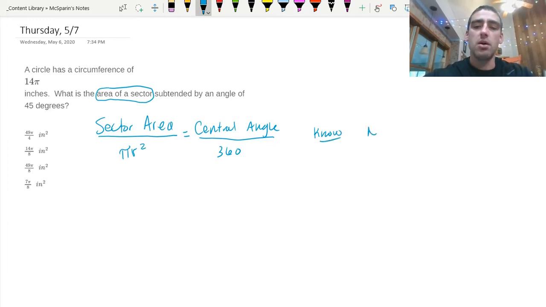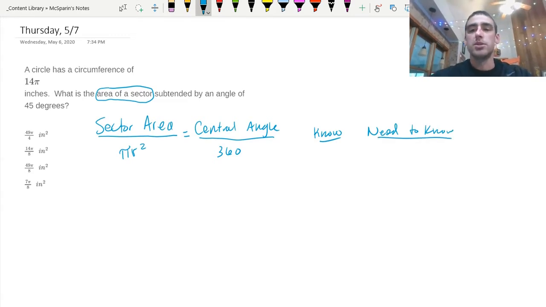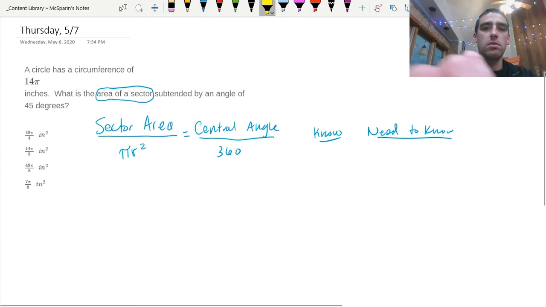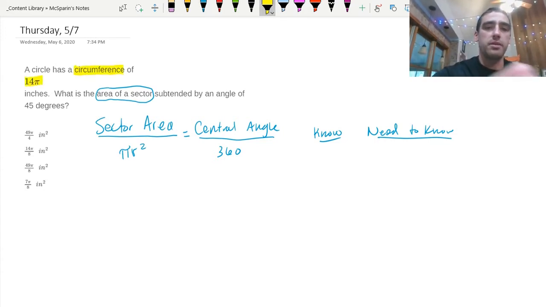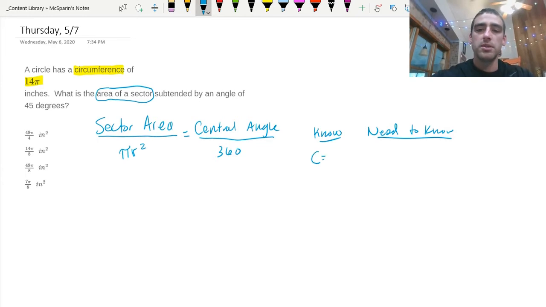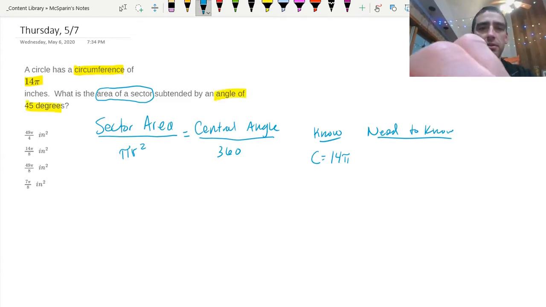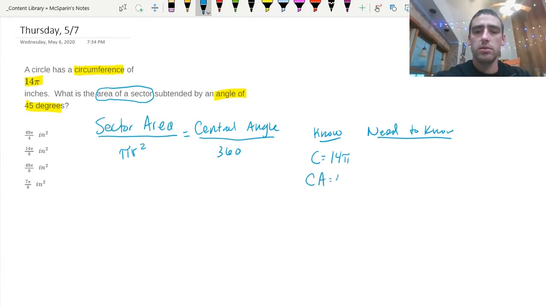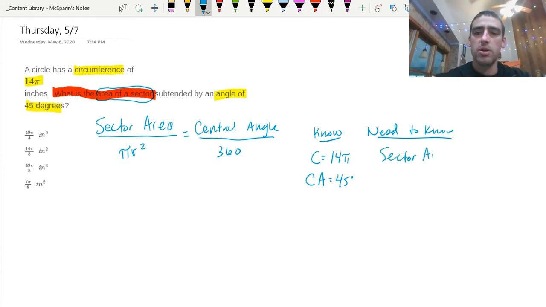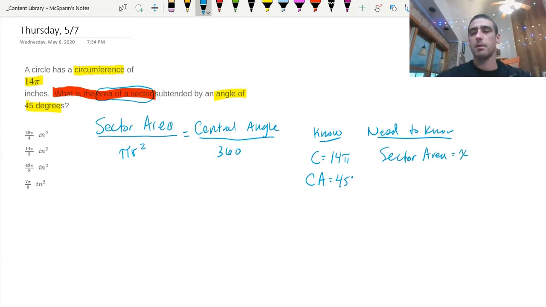I'm going to do my know and need to know. Know and need to know. All right. So what do I know? Well, I know circumference of 14 pi. Circumference equals 14 pi. I know that the angle is 45 degrees. Central angle equals 45 degrees. And then I need to know what is the area. I need to know my sector area, and that is going to be my x.